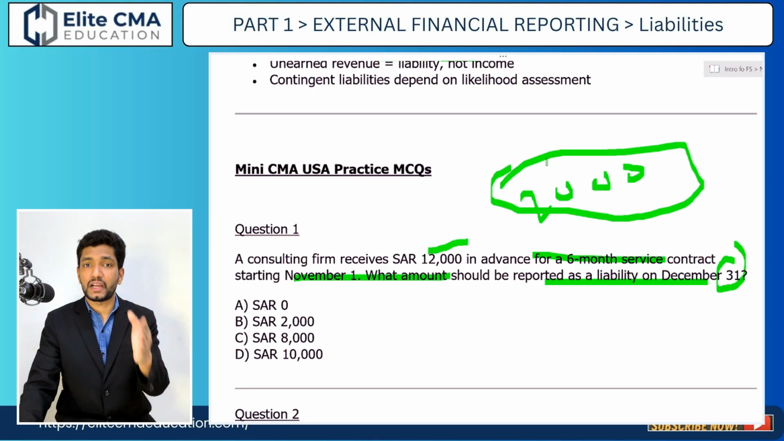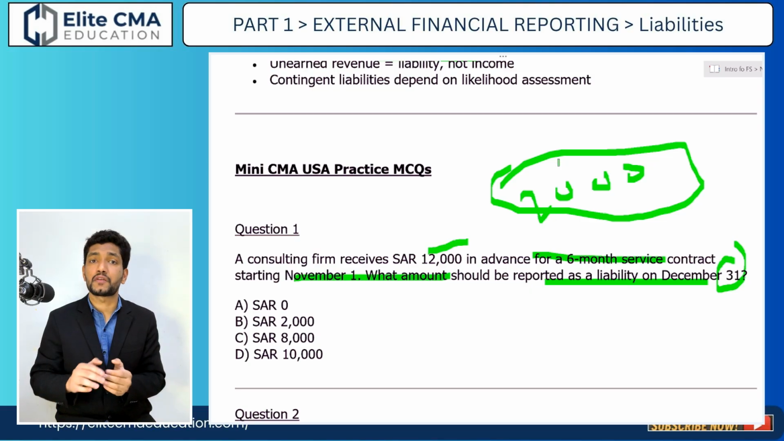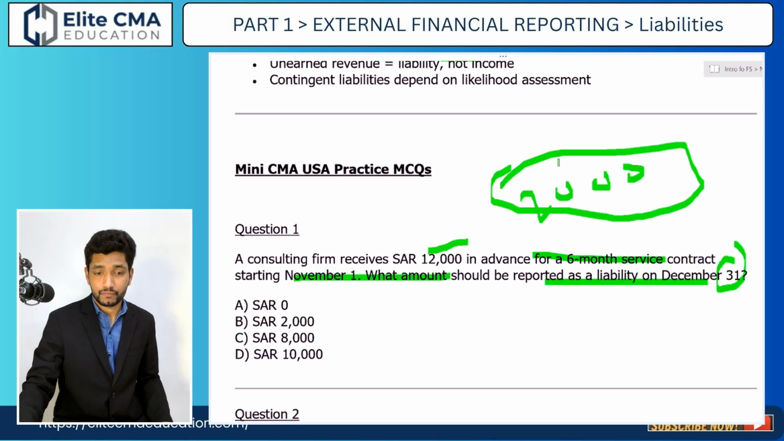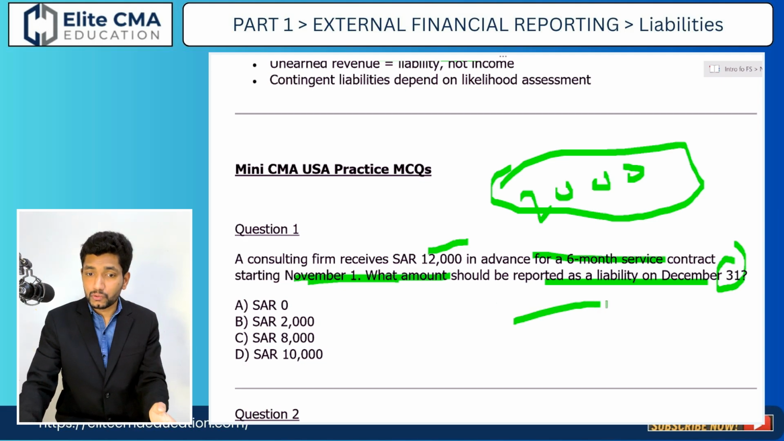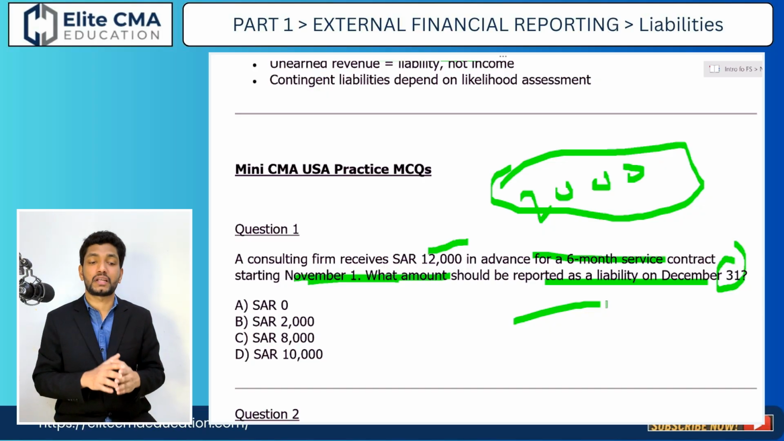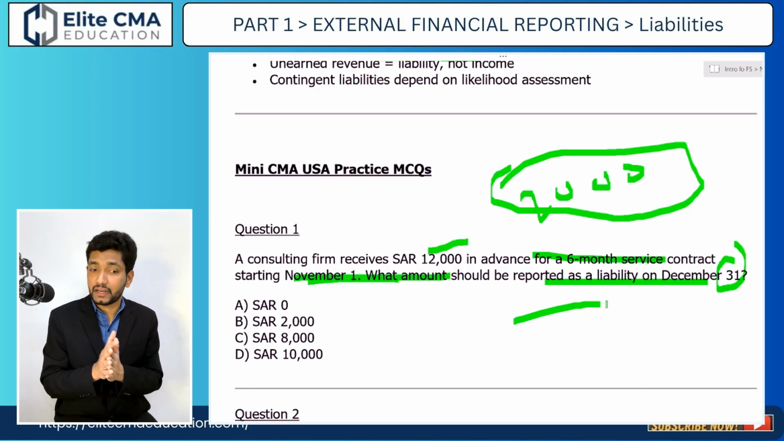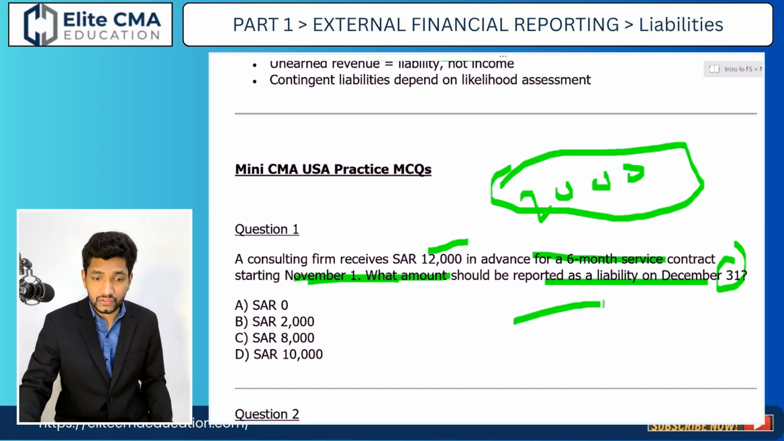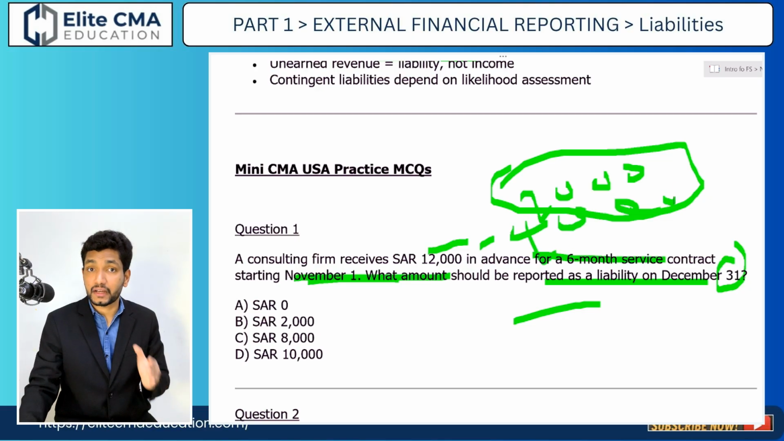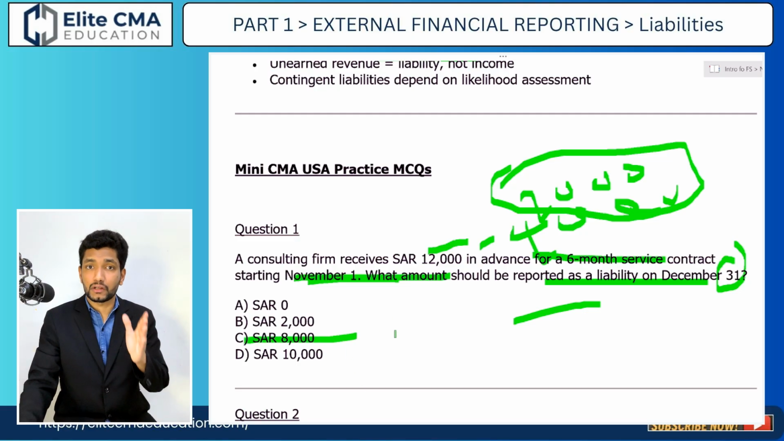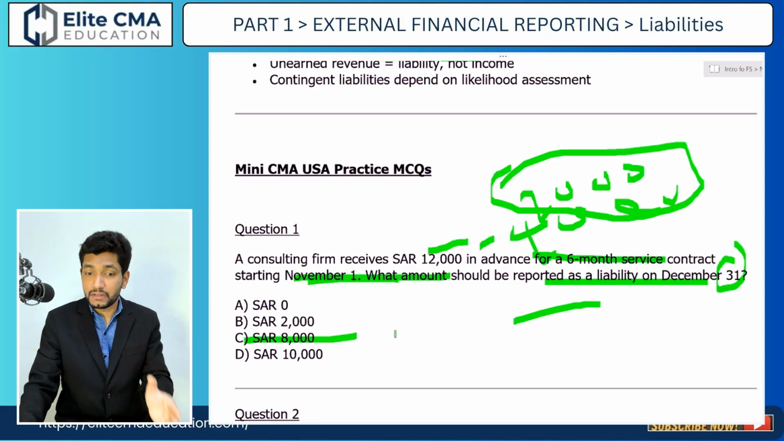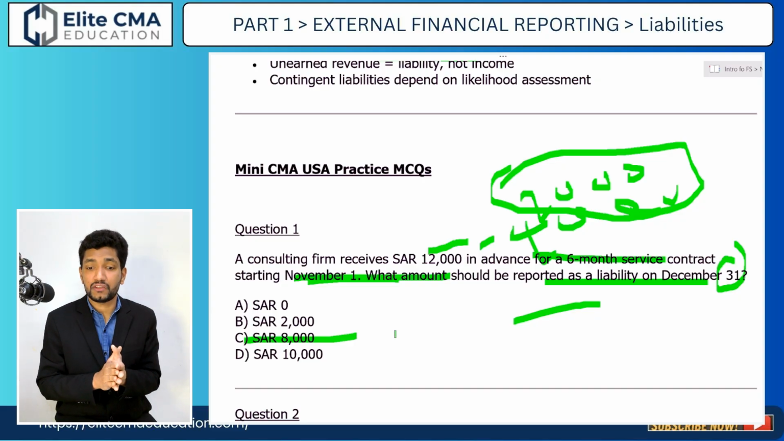If 1 month passes, you can recognize 2,000 as revenue and remove that from the liability. Here you can see 2 months have already passed, November and December. So you remove 2,000 times 2, which is 4,000, from the total liability, and the balance amount you recognize as a liability. In this case it is 12,000 minus 4,000. The 4,000 is already recognized as revenue. So the balance amount is 8,000. 8,000 is the liability that should be reported on 31st December.